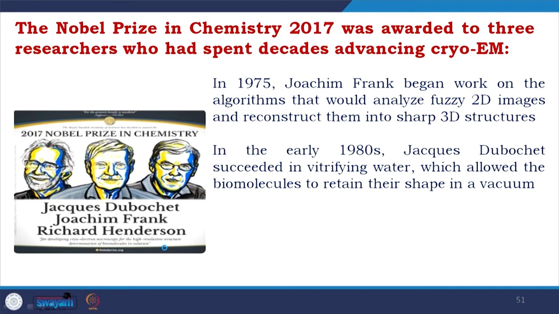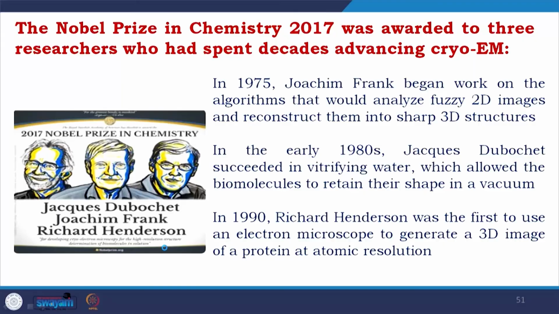In the early 1980s, Jacques Dubochet succeeded in vitrifying water, which allowed the biomolecules to retain their shape in a vacuum. So, Jacques Dubochet, vitrification of water. In 1990, Richard Henderson was the first to use an electron microscope to generate a 3D image of a protein at atomic resolution. So, that is about cryo-electron microscopy, their advancement, and I have done comparison at each level with the other two techniques. I will finish up with the future prospects.